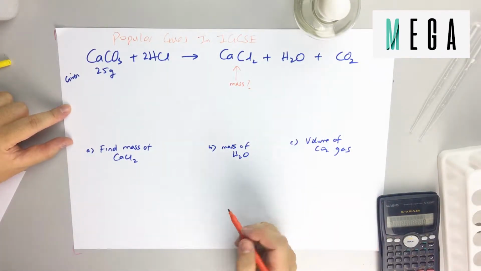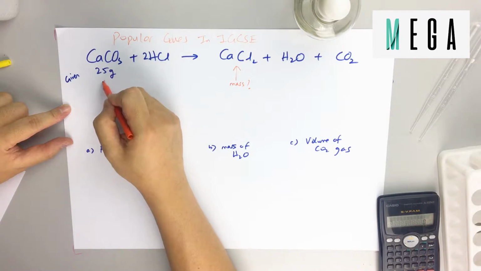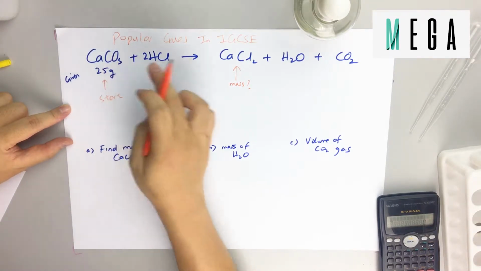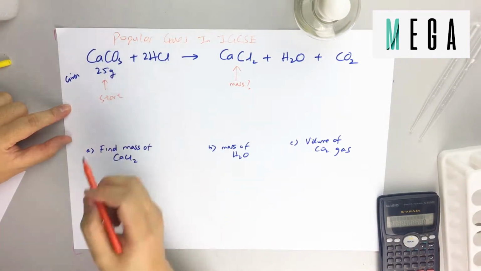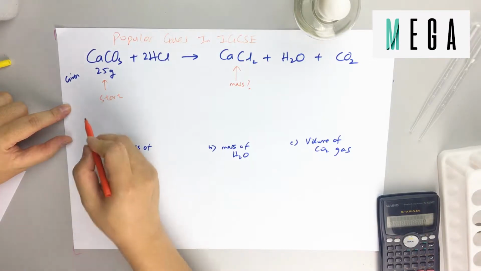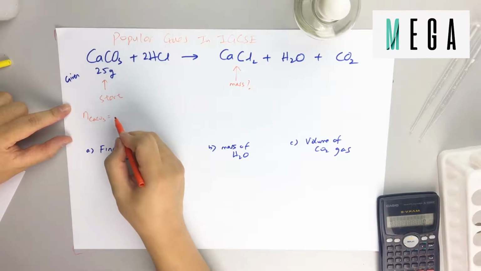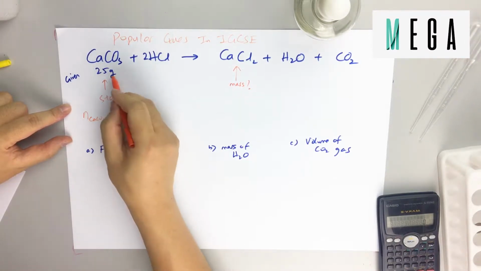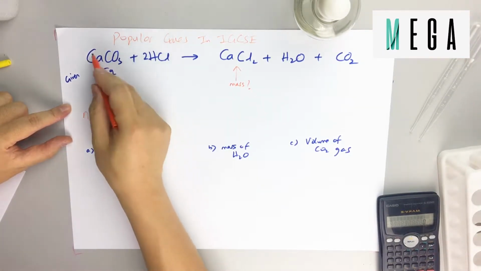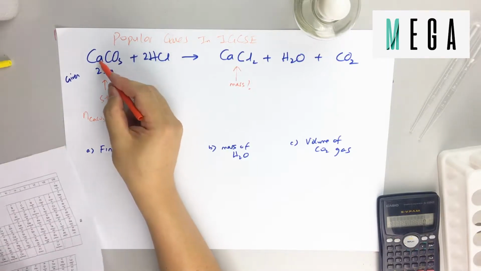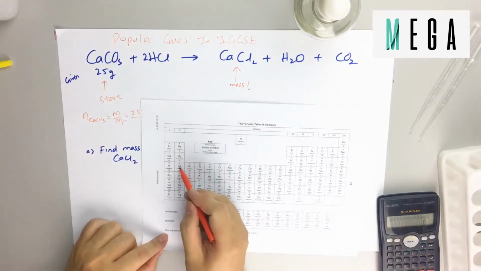Question A is to find the mass of CaCl2. It's given 25 grams of calcium carbonate. You start from calcium carbonate, the one that's given, and you jump over to find the mass of CaCl2. Since it's mass, recall the formula, n equals mass over molar mass. So m is 25 grams, and for molar mass you can use the periodic table. The periodic table is given in the exam.